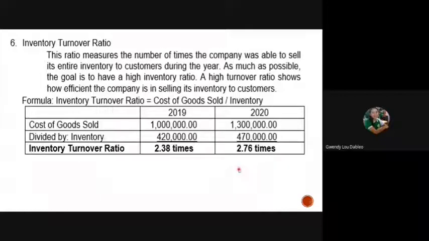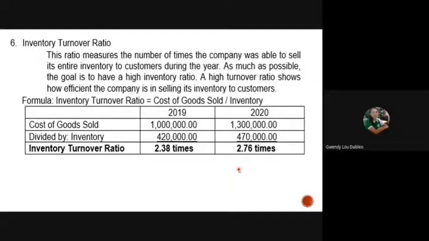So, inventory turnover ratio, Junel, kindly read the definition. Inventory turnover ratio. This ratio measures the number of times the company was able to sell its entire inventory to customers during the year. As much as possible, the goal is to have a high inventory ratio. A high turnover ratio shows how efficient the company is in selling its inventory to customers. Formula: inventory turnover ratio equals cost of goods sold divided by inventory.